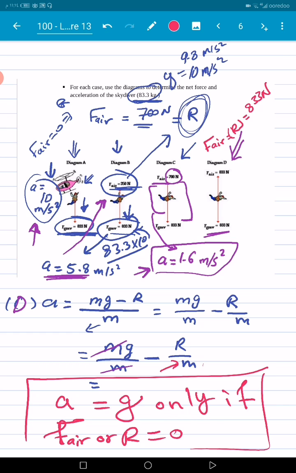Try to do your best to choose other values in these examples. Maybe here you can set the force of the air to 200 Newton and check the acceleration. Here put 400 and check the acceleration. Here you can put, for example, 600 Newton and check the acceleration.